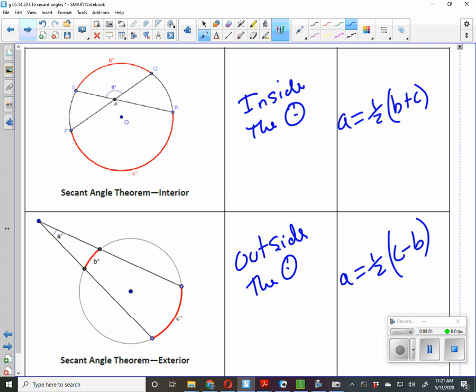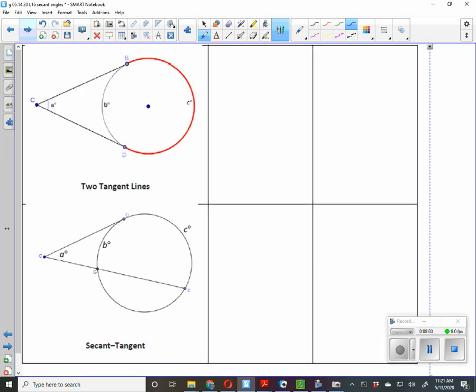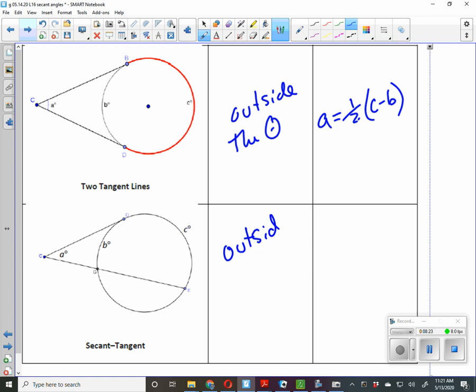The next two are similar, again, to the last one. In this case, this is outside the circle, and again, it's going to be half of the difference, C minus B. Outside the circle, A equals half C minus B. And again, those last three are all slightly different looks, but the same formula.